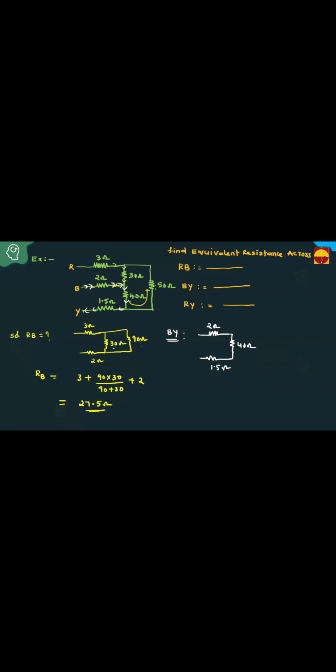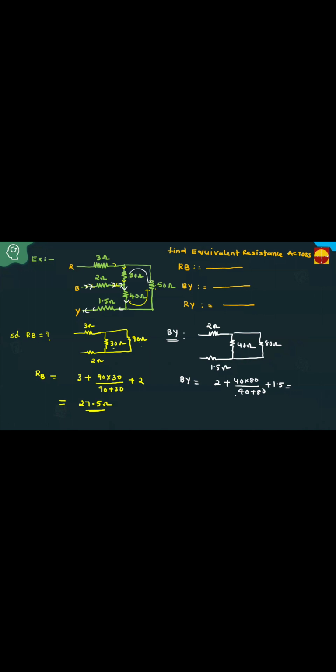But if you take BY, this 30 ohms comes in series with 50 ohms, because there is no current through R. Then this is 80 ohms. Now calculate what is BY. BY equals 2 plus 40 and 80 in parallel, 40 into 80 by 40 plus 80, this is in series, plus 1.5 ohms. Can anybody do it? 2 plus 40 into 80 by 40 plus 80 plus 1.5.